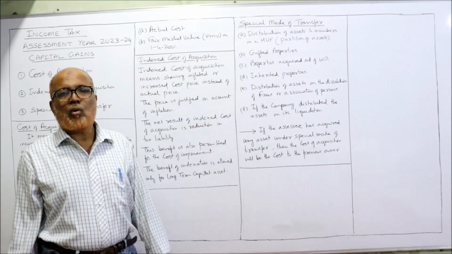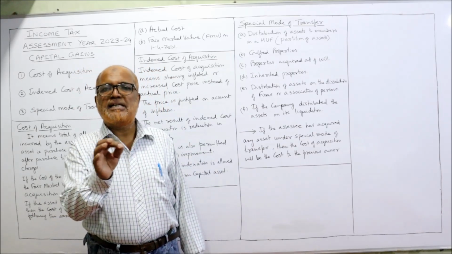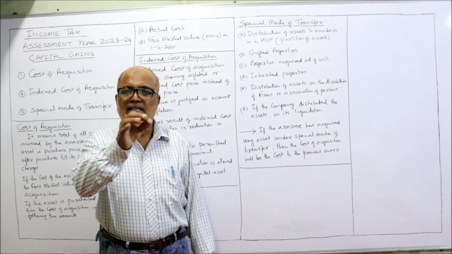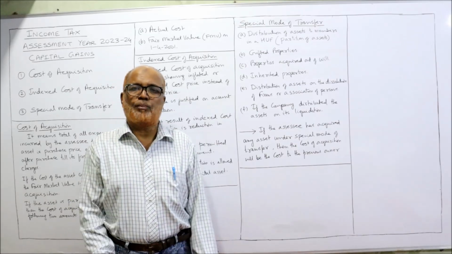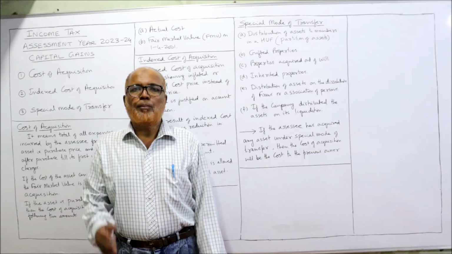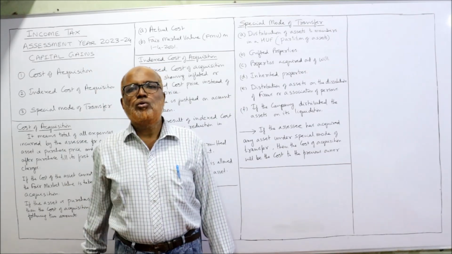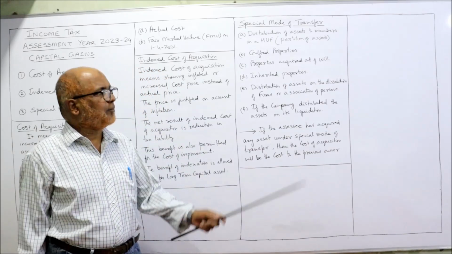Then property is acquired by will. So before the death of a person, he has written a will that after his death the property will be transferred to so and so person. It's a special mode. Then inherited properties: the properties which come down linearly from a descendant to the person. It is called inherited property.